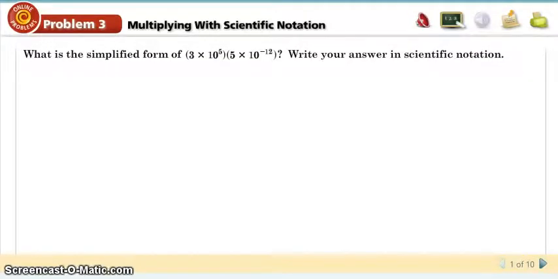In this problem, you'll multiply numbers in scientific notation. What is a simplified form of the quantity 3 times 10 to the 5th power times the quantity 5 times 10 to the negative 12th power?